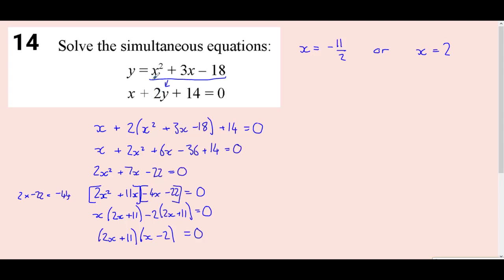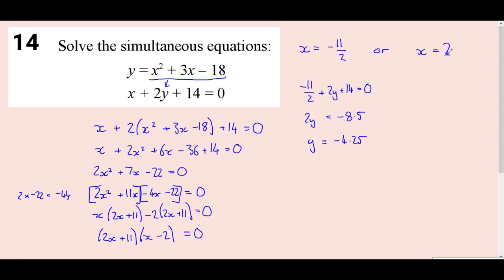To find the value of y, we need to substitute that in. We can substitute it into the first one, but that would involve probably then using a calculator. If we substitute it into the 2nd one, we get -11/2, add 2y, add 14 equals 0. -11/2 is -5.5. If I add that to 14, I get 8.5. But I want to subtract that, so that's 2y equals -8.5. So y is equal to -4.25.